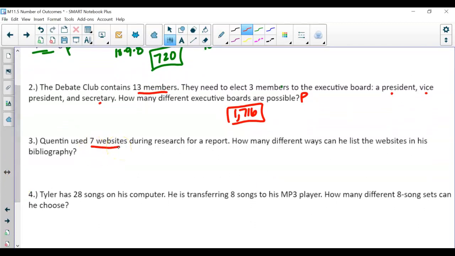Then here, 7 websites. How many different ways can he list the websites? So again, that means that none of them can be repeated. You're not talking about groupings. So this one was a good old 7 factorial, 7 times 6 times 5, all the way down to 1. There are 5,040 different ways that he can list the websites.